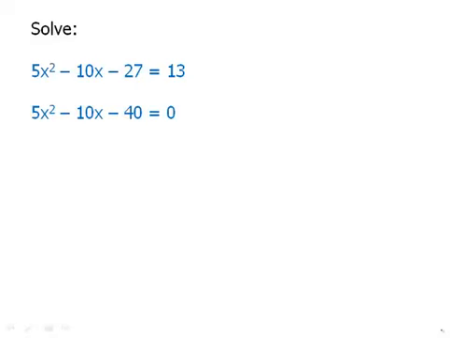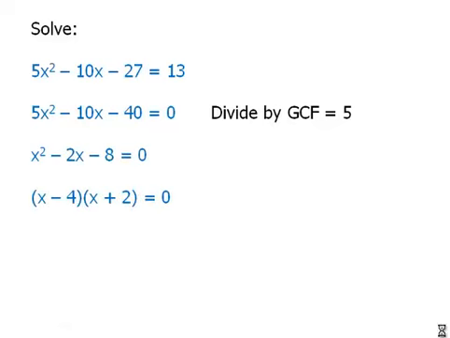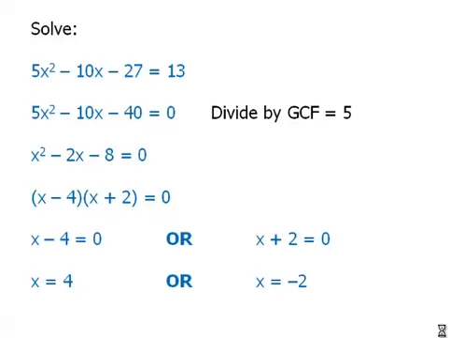In fact, what we can just do is divide both sides by 5, because of course dividing 0 by 5 is just 0. So we divide by the greatest common factor. Then we get down to something like this. This is something we can factor. Then apply the zero product property, and solve for the individual roots. And those are the answers.